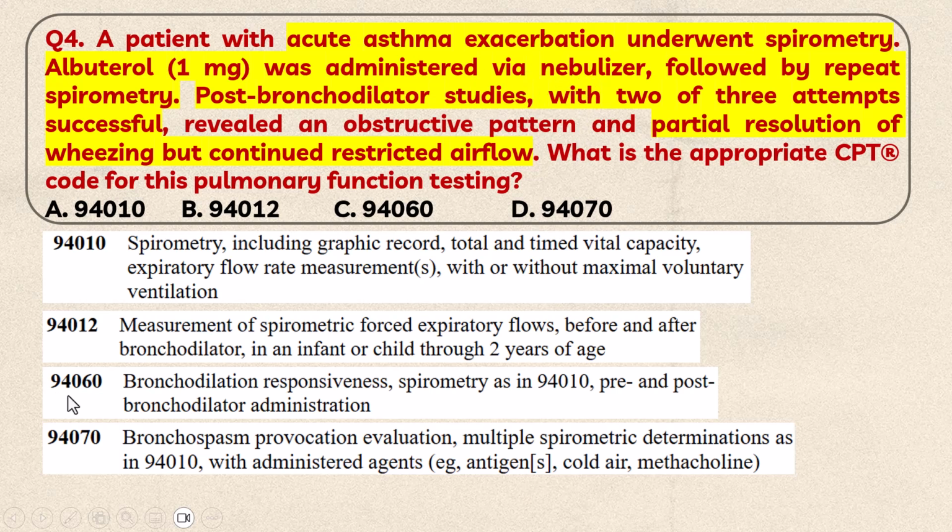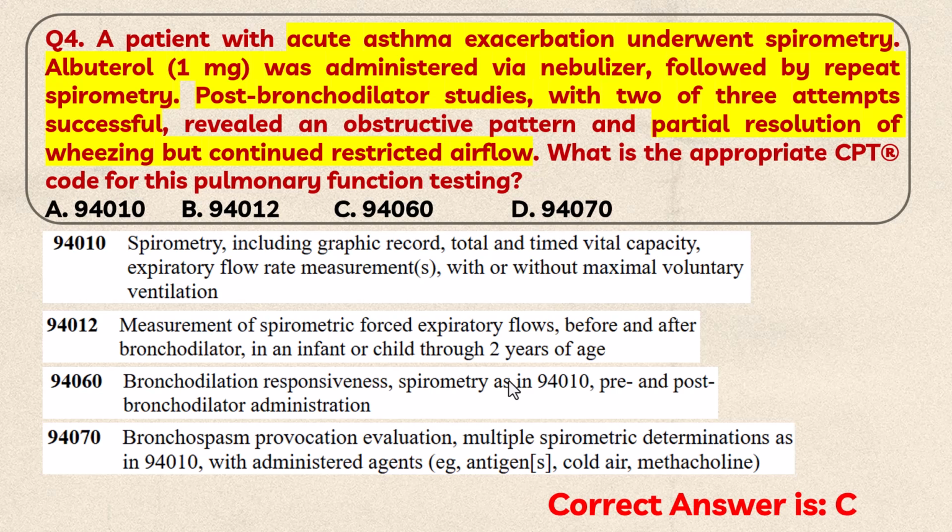So let's go to the next code 94060, bronchodilation responsiveness, spirometry as in 94010. So 94010 is this one. So this 94060 includes the 94010 as well. So pre and post bronchodilator administration. So this is exactly matching the scenario. So this includes the code 94010. So you have to take both as one code. So the correct answer should be C, that is 94060.